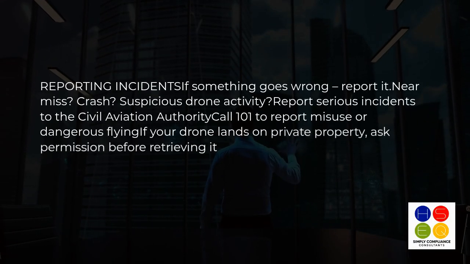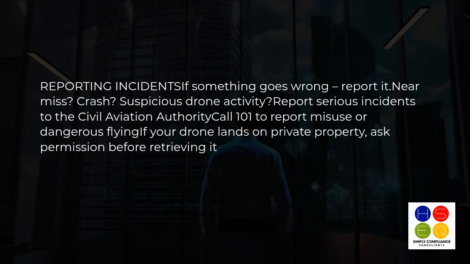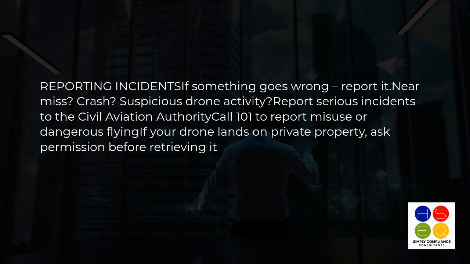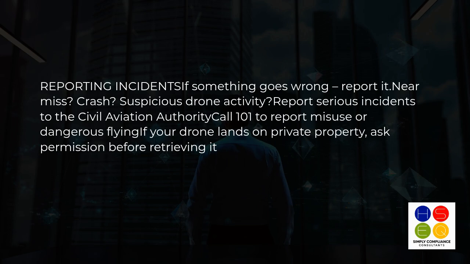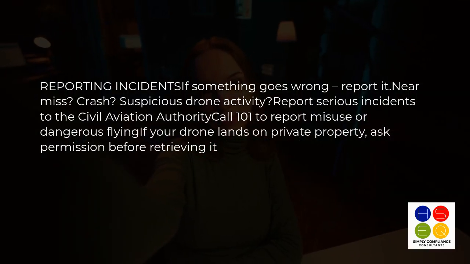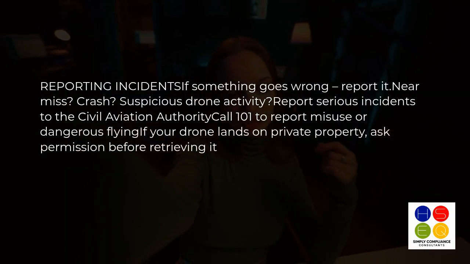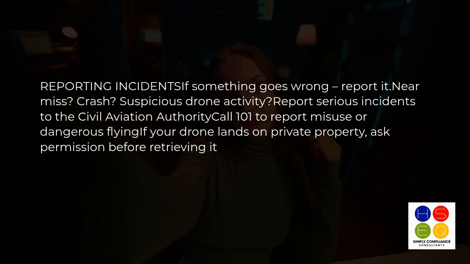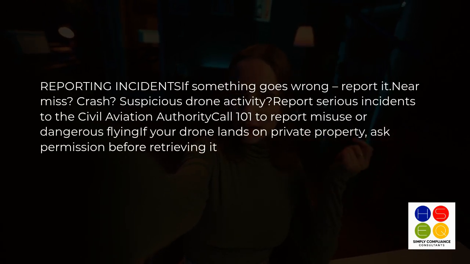Reporting incidents. If something goes wrong, report it. Near miss, crash, suspicious drone activity. Report serious incidents to the Civil Aviation Authority. Call 101 to report misuse or dangerous flying. If your drone lands on private property, ask permission before retrieving it.